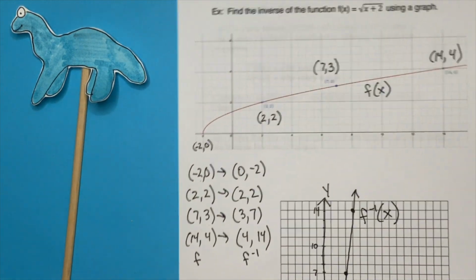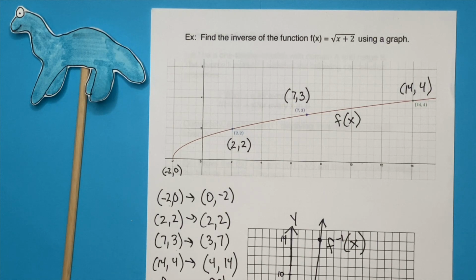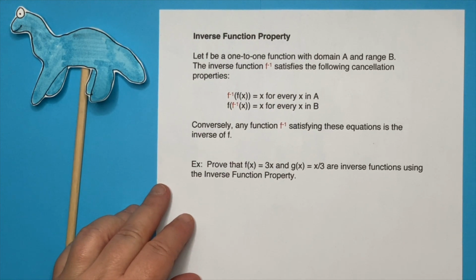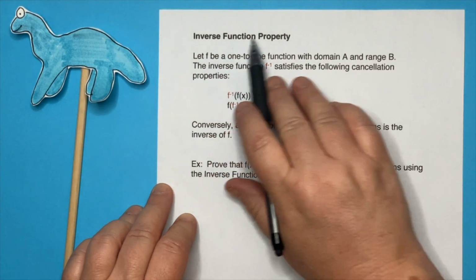Woohoo! Okay, next page. Last page. Exciting page. What are we going to do here? Dun, dun, dun! We've got a property. The inverse function property.